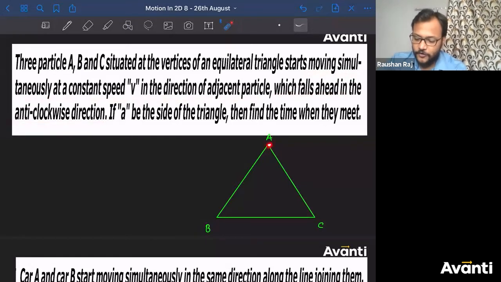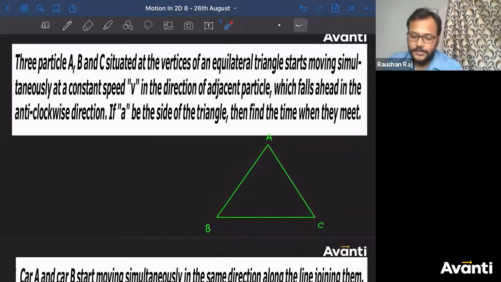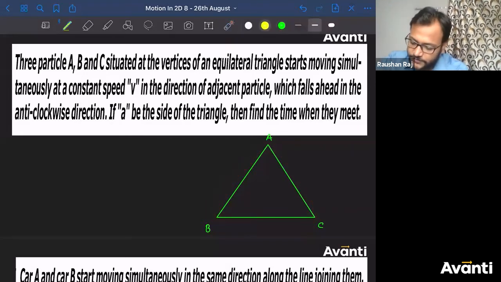So A will follow B or C. If A follows C, it is going to fall in the clockwise direction. So A is following B, B is following C, and C will follow A. So the velocity of A is towards B, the velocity of B is towards C, and the velocity of C is towards A. This is the initial condition.